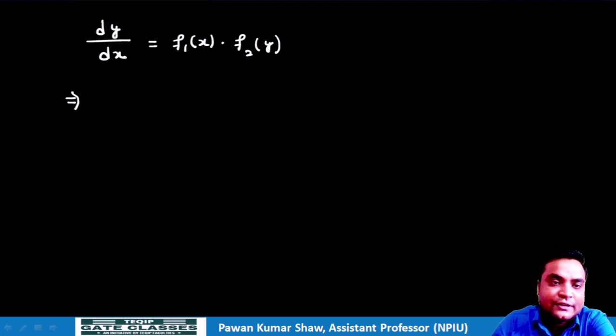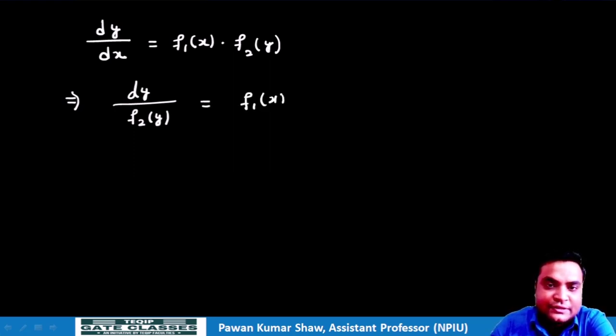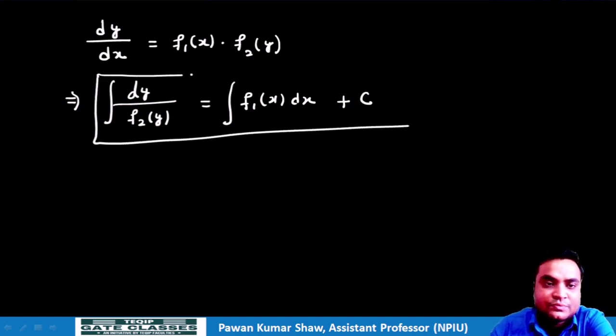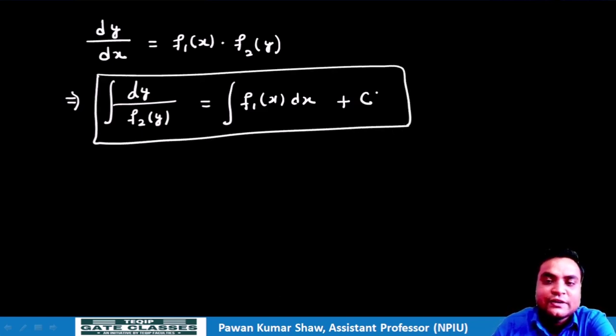And after that we can keep the function of y with the dy and keep the function of x with dx. So we can write dy by the function of y, which is f2(y), and the function of x, which is f1(x) dx. And after integration we will get the solution. So this is the general solution, because here it will contain only one arbitrary constant. So this will be the general solution or the complete solution of the first order differential equation.